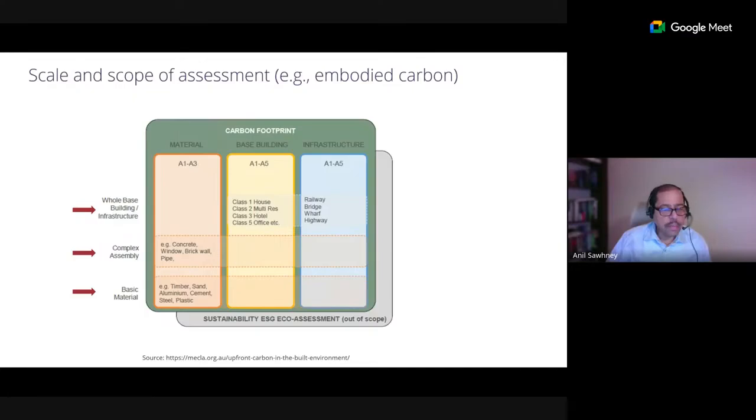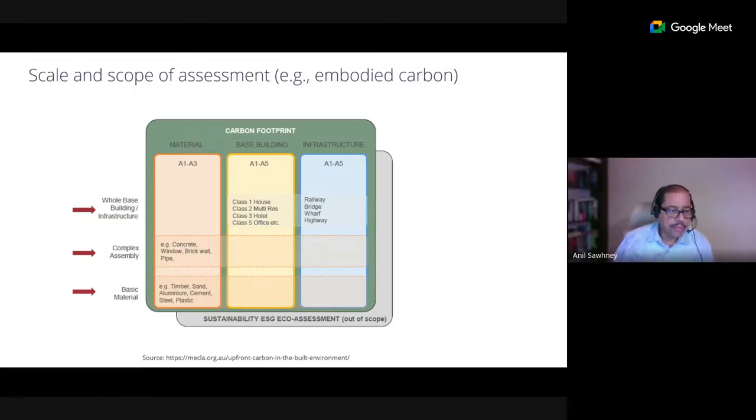So the scale and scope of assessment that we have to do for buildings and infrastructure projects is 3 levels. You have to do LCA at the whole building or infrastructure level. You have to do LCA at the complex assembly level. So let's say you have an air conditioning system which has ducts, it has other units, the condensing unit, compressor, all other diffusers, air handling units, and all those things. All of that will become an assembly or a complex component that we also need to do LCA on.